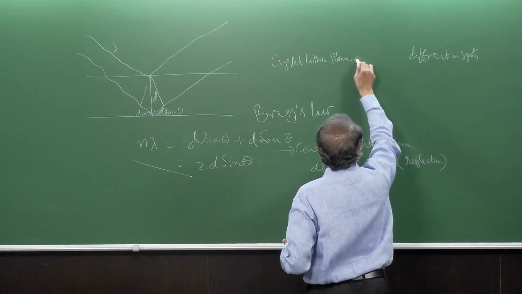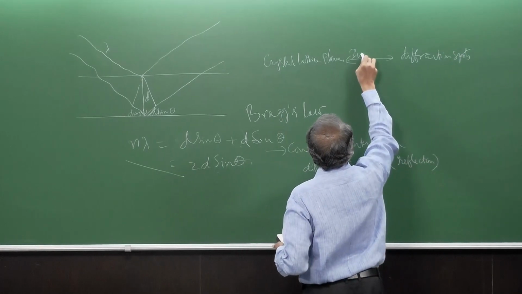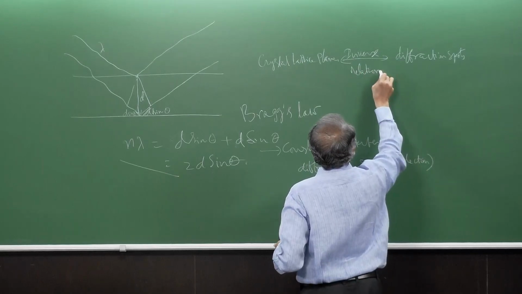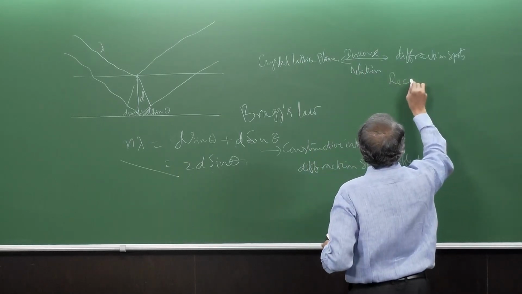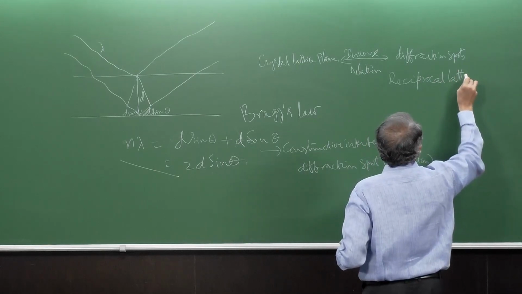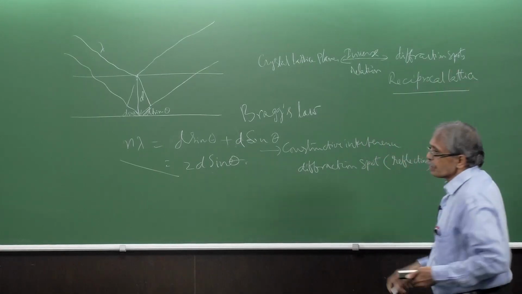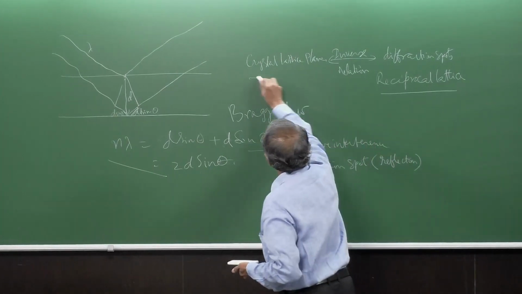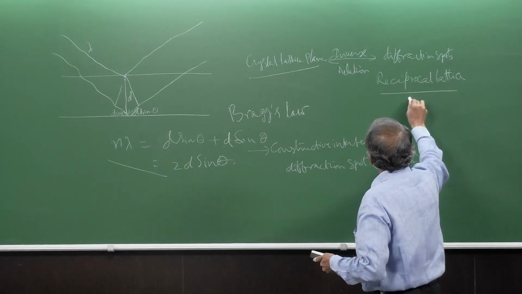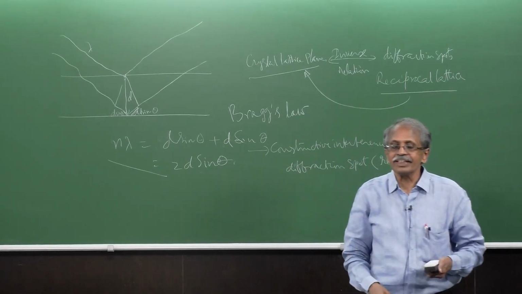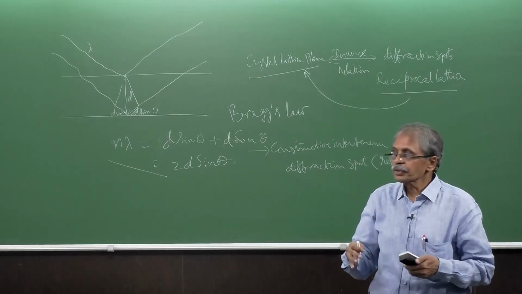This particular thing is an inverse relation. So this is what is called the reciprocal lattice. This you can see in the form of X-ray diffraction. This you cannot see with your eyes, and using this you are trying to construct back this one, and that is what is called the X-ray crystallography solution.